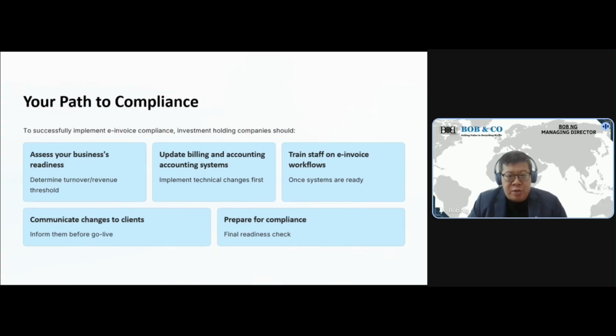And most of all, you have to start training and educating your staff on the e-invoice workflow because you wouldn't want to be at the stage when you are supposed to be onboard on e-invoicing and then your team is scrambling to find out what has to be done. You also have to start communicating to your clients or your tenants. Tell them that, hey, I am going into e-invoicing and hence these are the things that I need from you, like the full legal name, the TIN number, the ID, the address, that kind of thing. And of course, with all being said, you need to do a final readiness check.